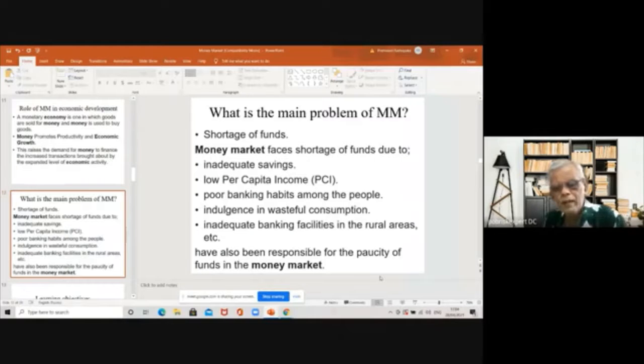So these are the researched reasons for shortage of funds in a developing economy. When compared to the developed economies, the use of the banking system and the money markets has also been responsible for the paucity of funds in the money market. One or many of these researched points have been responsible for the scarcity of money in the money market.